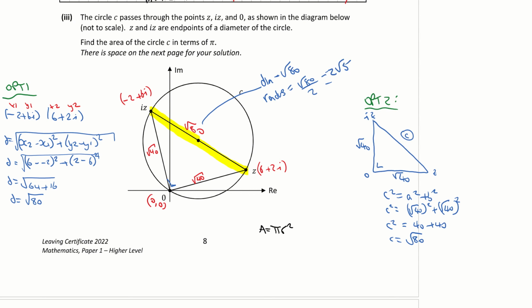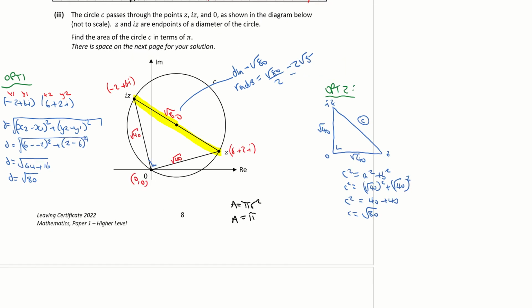So filling that in to my area of the circle, pi times 2 square root 5, all squared. It wants it in terms of pi. So that's an area of pi times 2 square root 5, all squared, which is giving me an area of 20 pi units squared, because we don't know if it's centimeters or anything like that. So 20 pi is our answer here.